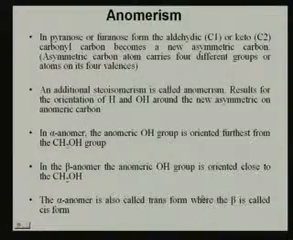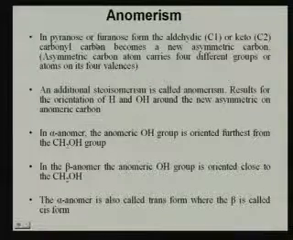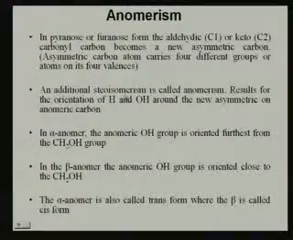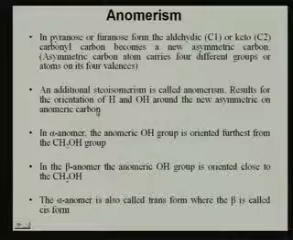Now if we see the anomerism, in pyranose and furanose forms, the aldehydic carbon is C1, and for keto it is the carbon atom 2. The carbonyl carbon becomes a new asymmetric carbon in this carbon skeletal structure. The additional stereoisomerism is called anomerism. It results from the orientation of H and OH around the new asymmetric carbon atom, the anomeric carbon, which is present in this chain.